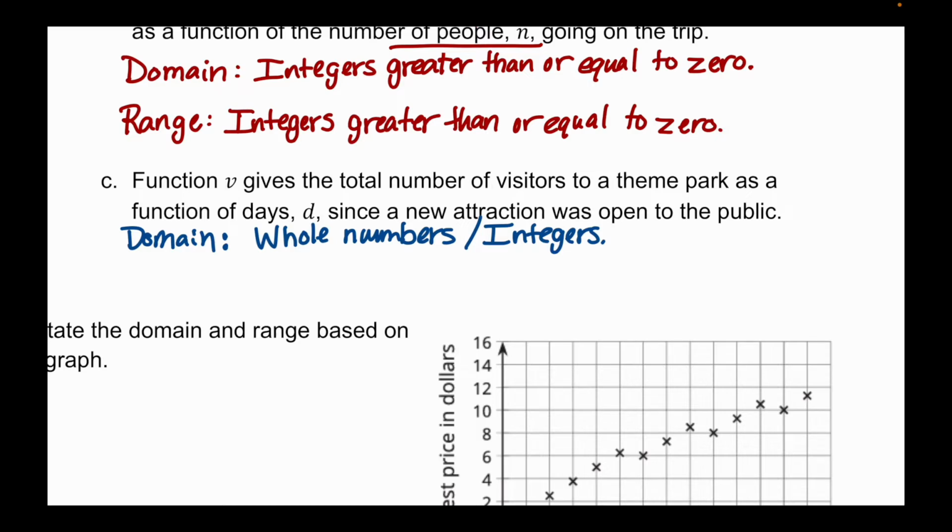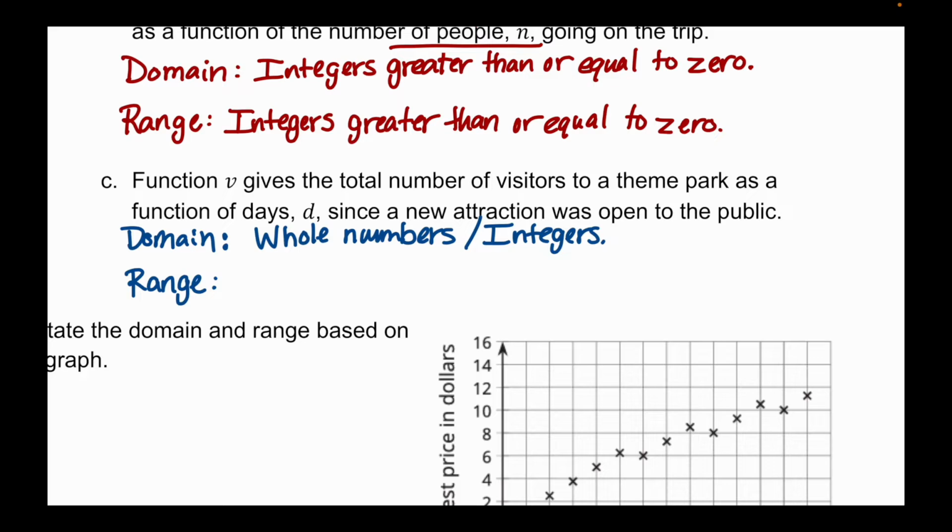Now, for our range, this is in number of visitors. And so visitors is people. And with people, we don't do fractions. So it is going to be whole numbers or integers again. We also don't do negatives, and I would probably argue that the range is not going to be 0, that we wouldn't have 0 people attending this theme park.